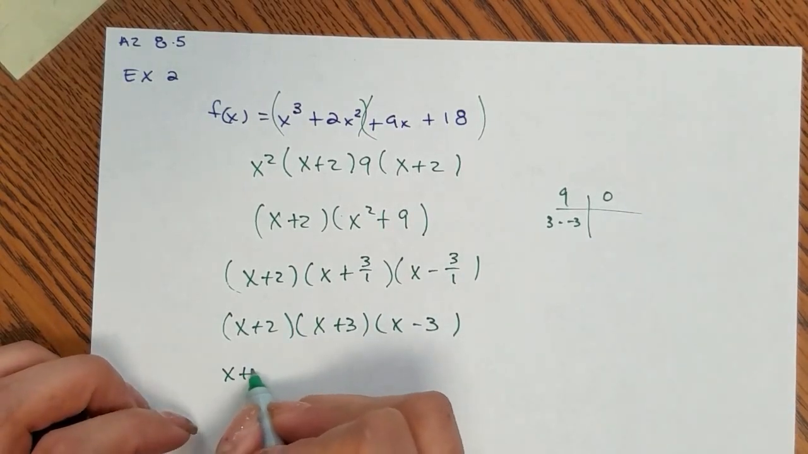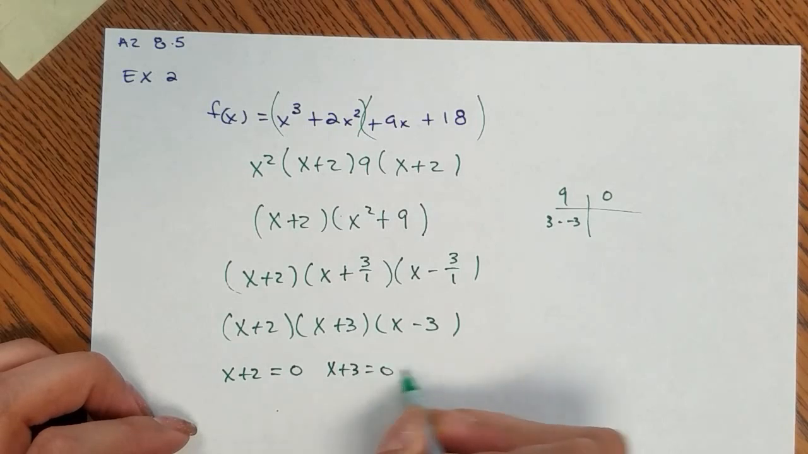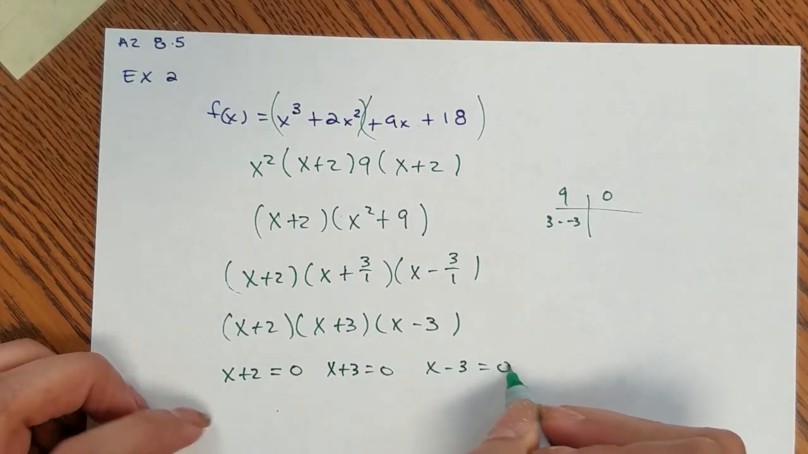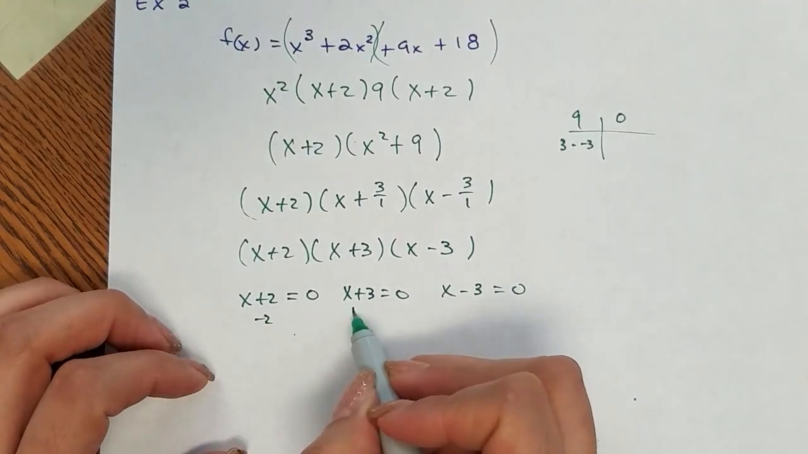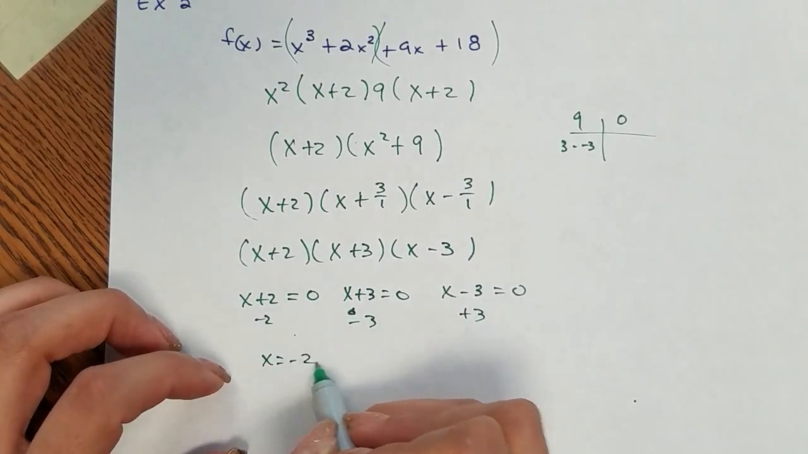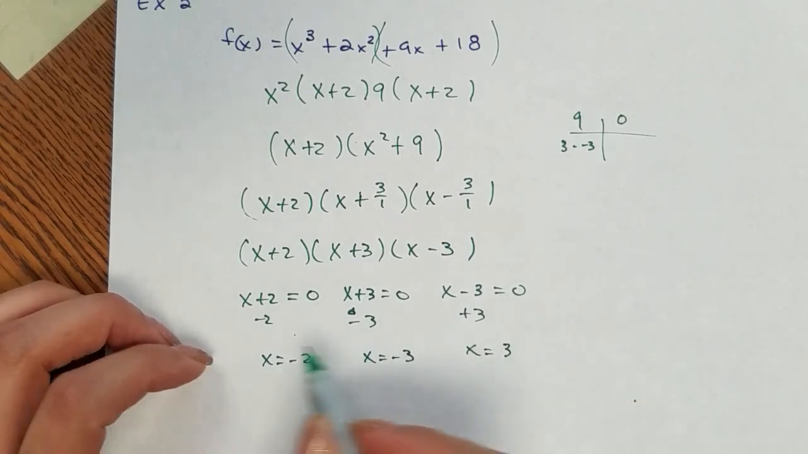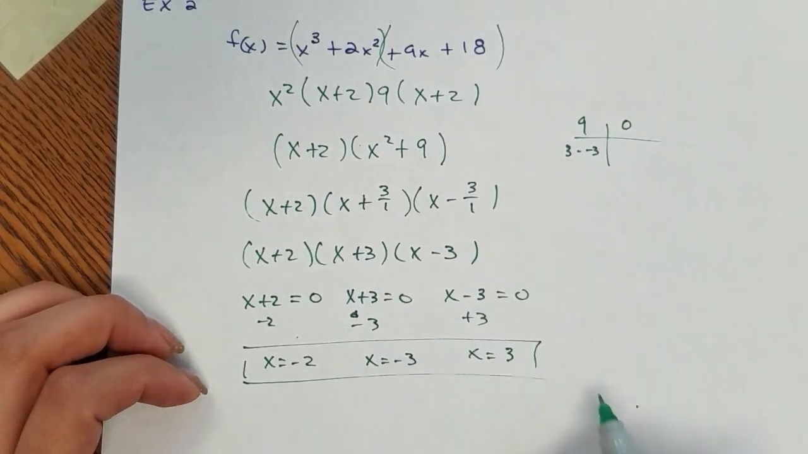Set each one equal to 0, and then solve each one. So minus 2, minus 3, plus 3. x equals negative 2, x equals negative 3, x equals positive 3. These are all of your solutions.